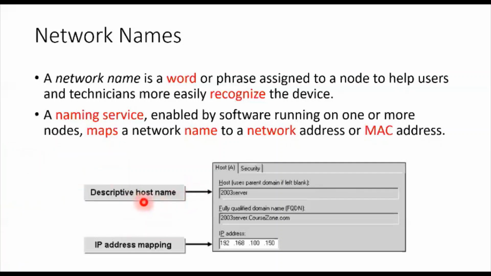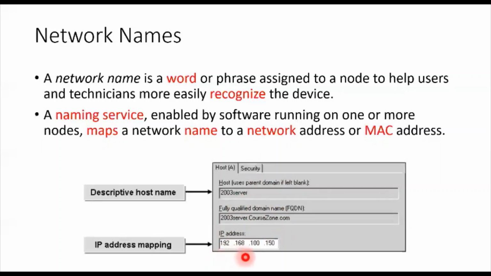So in this example, this is the name. All the devices in the network will have a network name. This is the network name, 2003 server, the name of the particular device, and this is the full name with the domain, 2003server.coursezone.com. The first part, 2003 server, represents the particular device, and this one represents the domain in which that device is. And this is the IP address of this particular device.